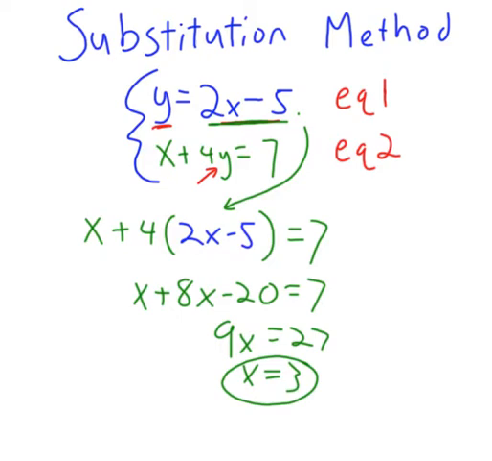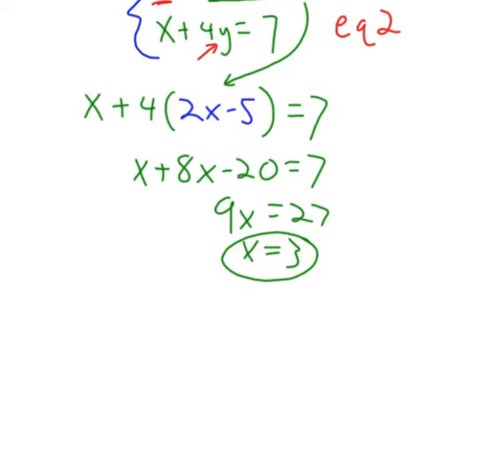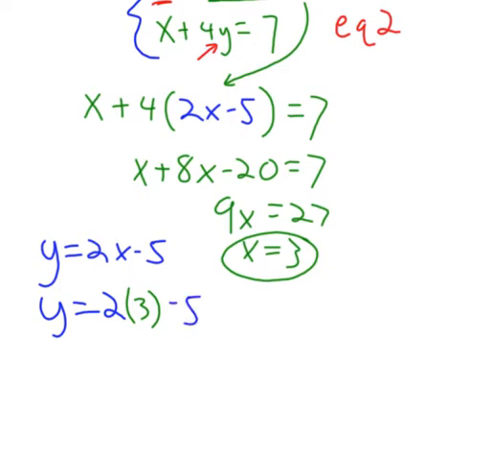So in order to find y, we'll need to plug it back in to an equation. Well, our original equation that we had was y equals 2x minus 5. So if we plug in our value for x, y equals 2 times 3 minus 5. So y equals 6 minus 5, and y equals 1. And that is our solution set. x equals 3, y equals 1.